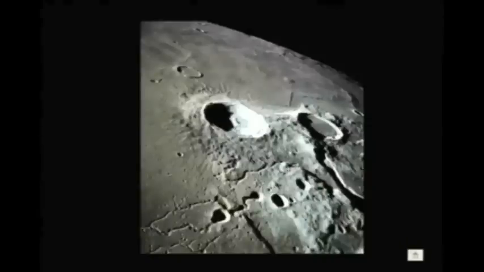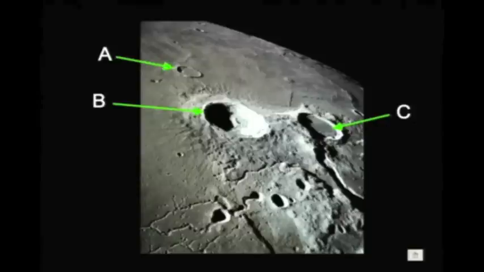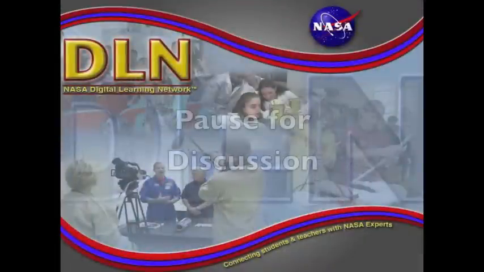Let's take a close look at some other craters. Again, we have crater A, crater B, and crater C. Look at these craters carefully and decide which two are most alike.